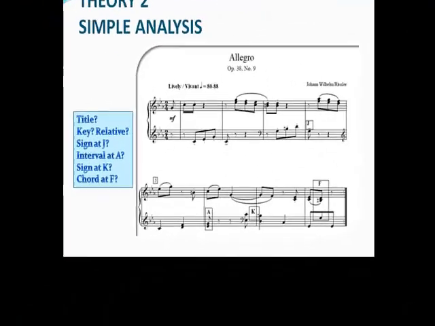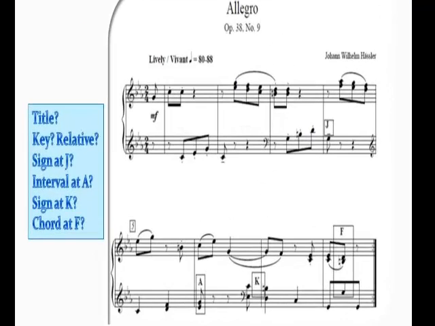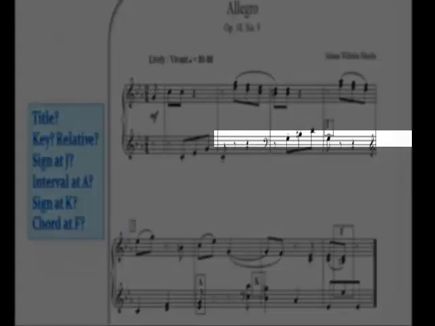Here's a piece of music that you can now analyze. What's the key of this passage? It's in the key of C minor. The B naturals are the raised leading notes. What is the relative major? The answer would be E flat major. What's the sign at the letter J? It's hard to see, but if you look really hard, you'll see a fermata.